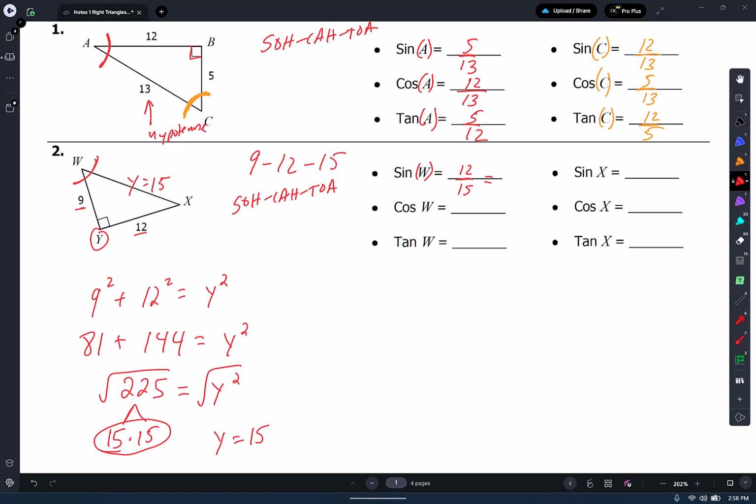Now 12 over 15, if you want to reduce this to simplest form, that's what it's called, simplest form. 3 goes into 12 how many times? 4. And 3 goes into 15, 5. See? 3, 6, 9, 12. 3, 6, 9, 12, 15. So there it is, guys. So 4 over 5.